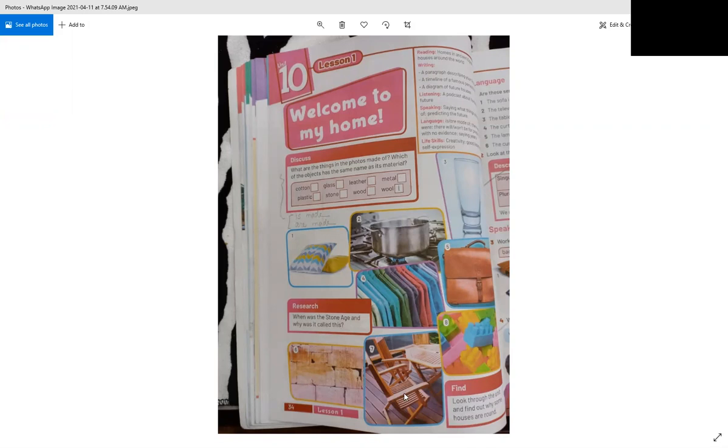Number six, we have some chairs, and chairs are made of wood. We have here some bricks. These bricks are made of stone. And we have number seven, some chairs, and chairs are made of wood. And look here, we have some toys. Toys are made of plastic.